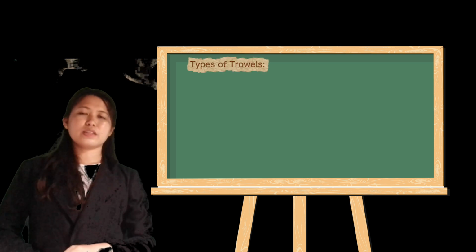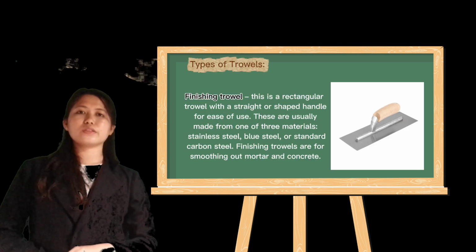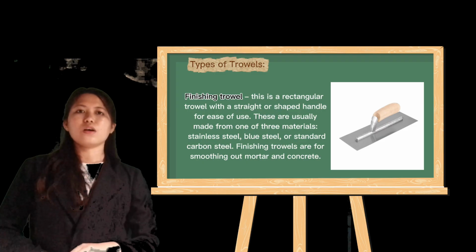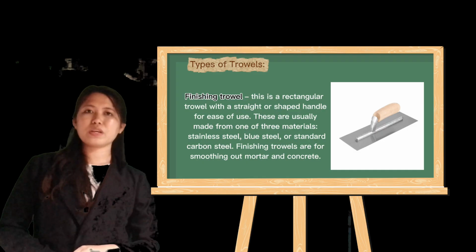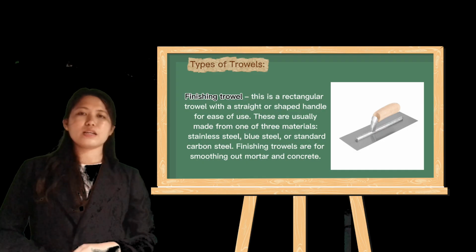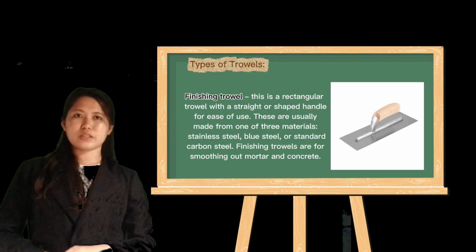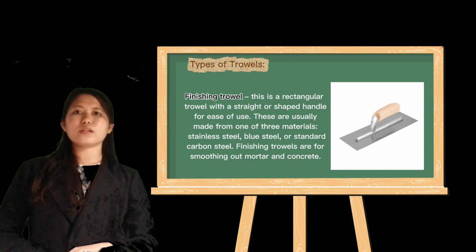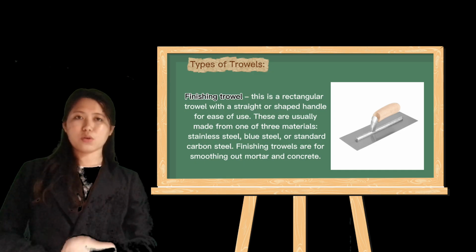So last, the finishing trowel. Finishing trowel is a rectangular trowel with a straight or shaped handle for ease of use. These are usually made from one of three materials: stainless steel, blue steel, or standard carbon steel. Finishing trowels are for smoothing out mortar and concrete.